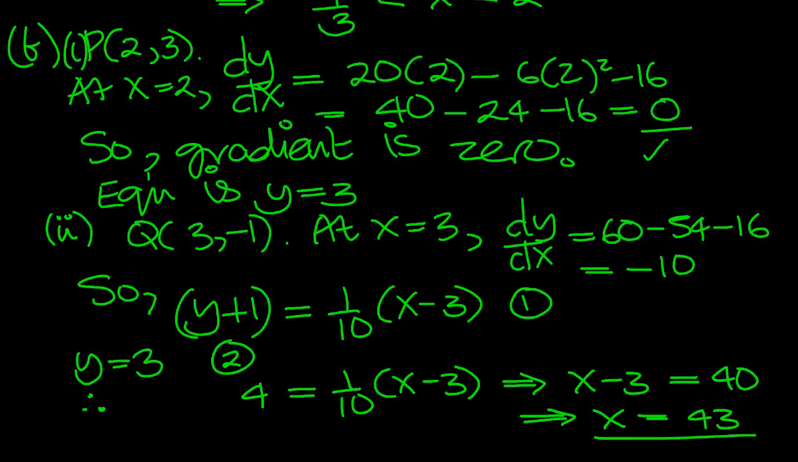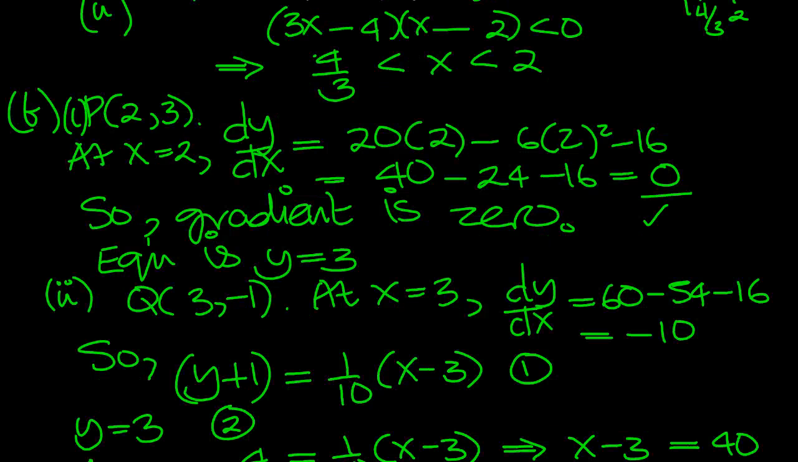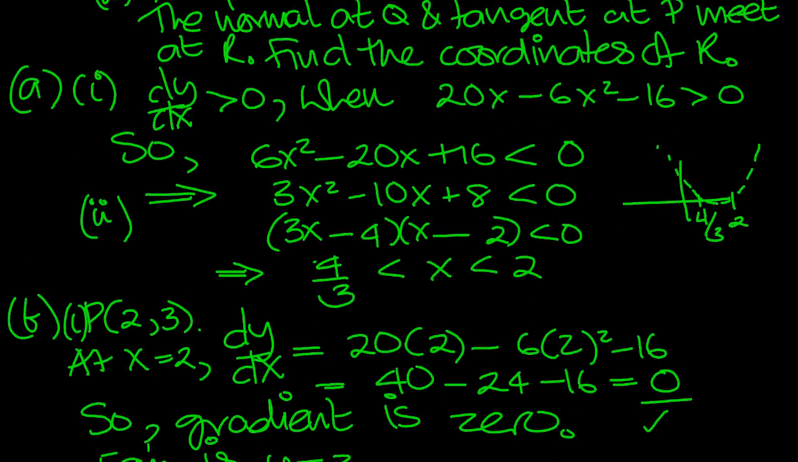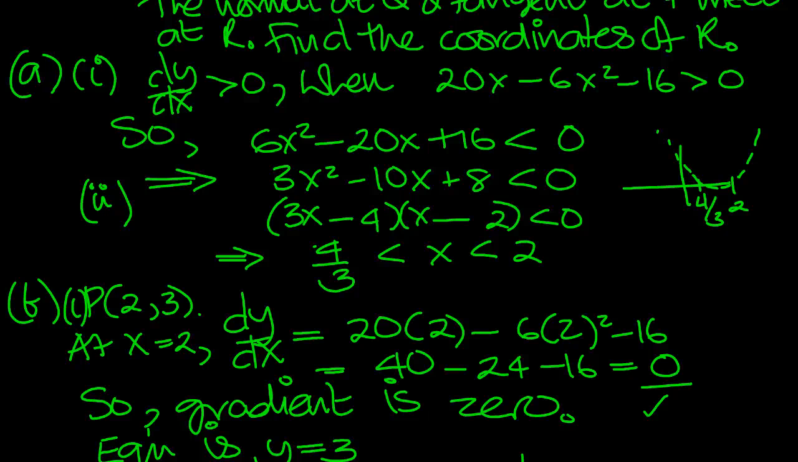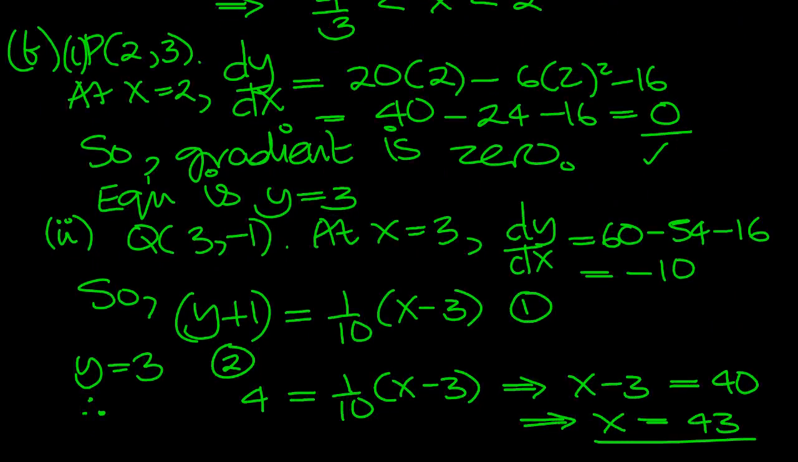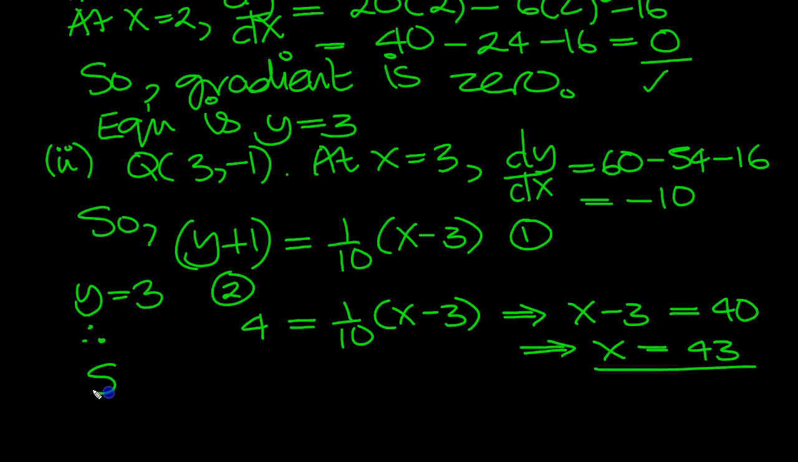So, let's look back at the question and see what it was. Find the coordinates of R, wasn't it, the point of intersection? So x is 43, and they meet at R. So y is also 3, of course. So R has coordinates then 43, and the y value must be 3 because it's a flat line where they meet.